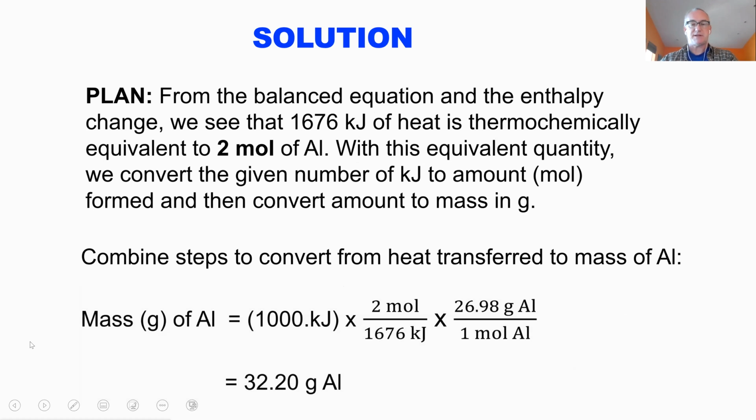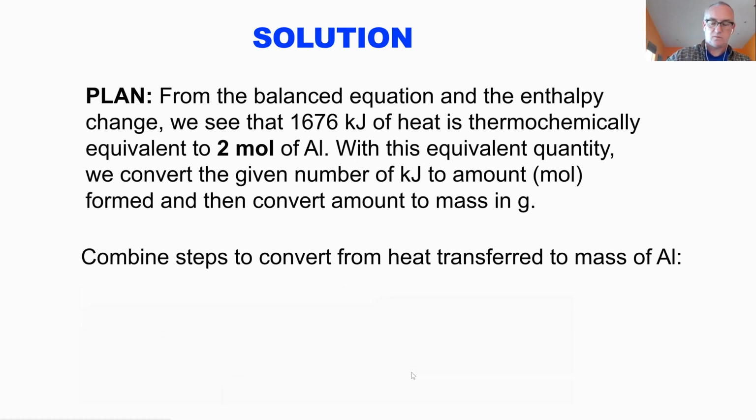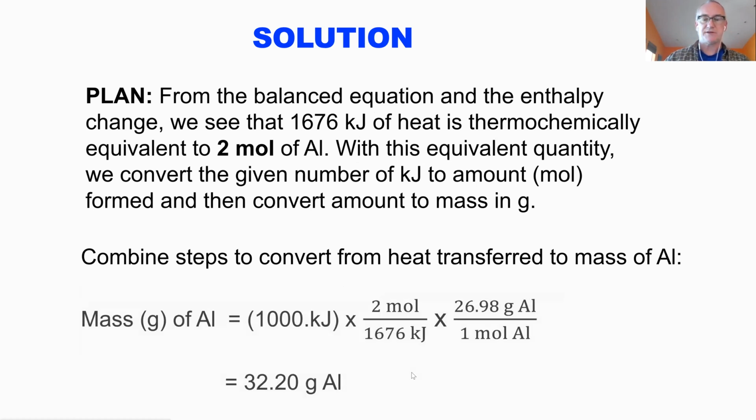So here's my mass. I got my 1,000 kilojoules. Convert that to moles. Take my moles, convert that to grams, and then I have my answer. Then I've got my answer in grams. Can everyone see how that works?